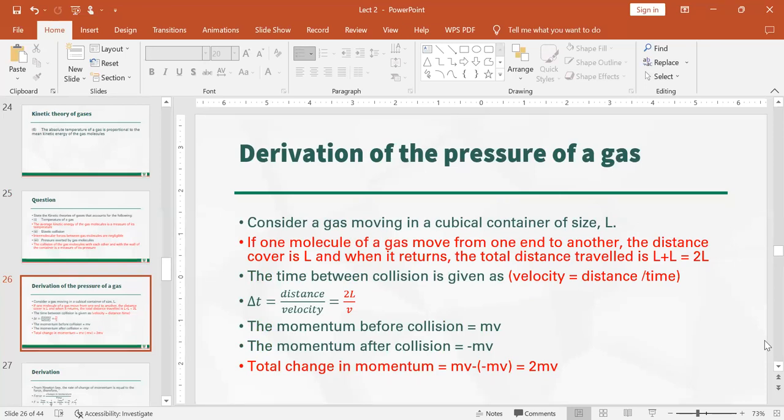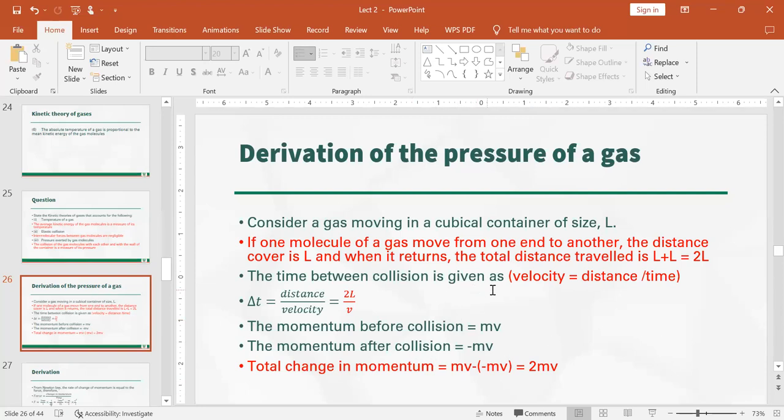So consider a gas moving in a cubical container of side L. If you have a cube like sugar, all the sides are equal. If one molecule of a gas moves from one end to another, the distance covered is what? L, because all the sides are equal and each side is equal to L. Now, if that molecule returns, the distance covered will be what? 2L. So L plus L, 2L.